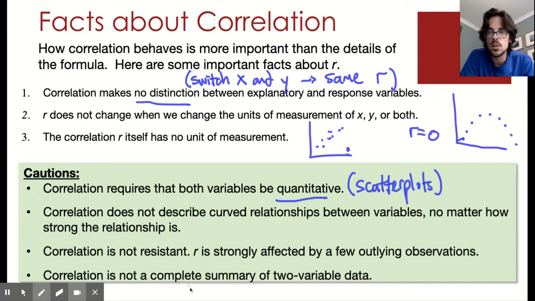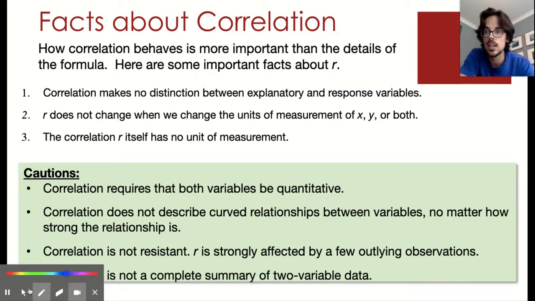And finally, correlation is not a complete summary of two variable data. You need to do other things too to get the full picture. R doesn't tell you how linear your data set is. You always want to be able to look at a graph and do more. R is not just the full package. It just helps with other pieces to fully understand what's going on.